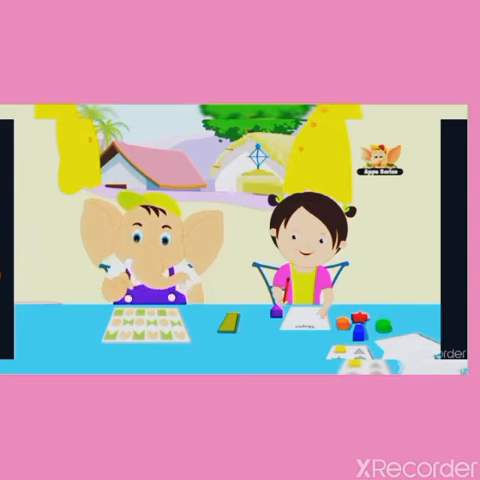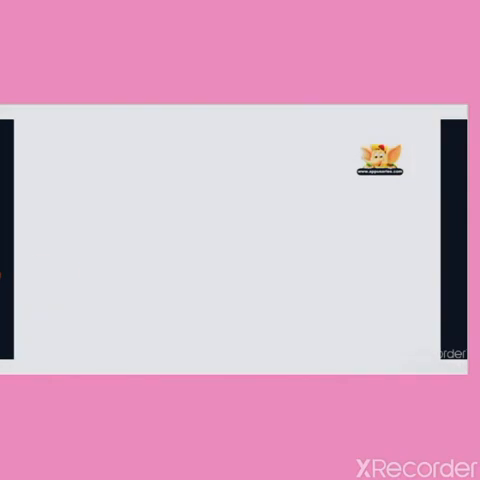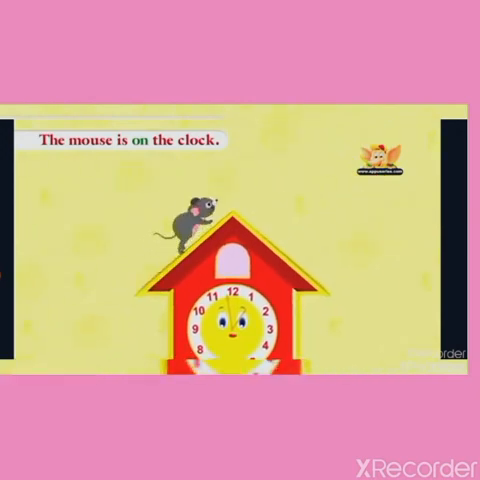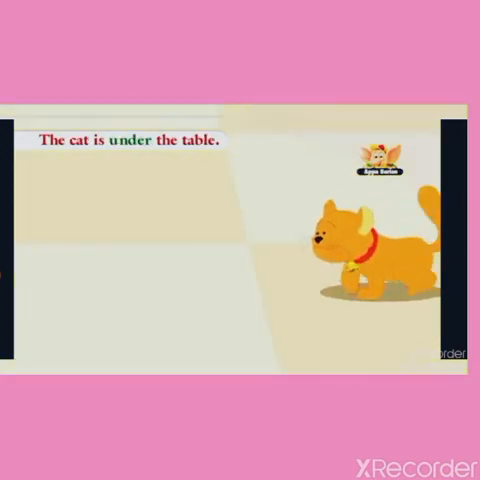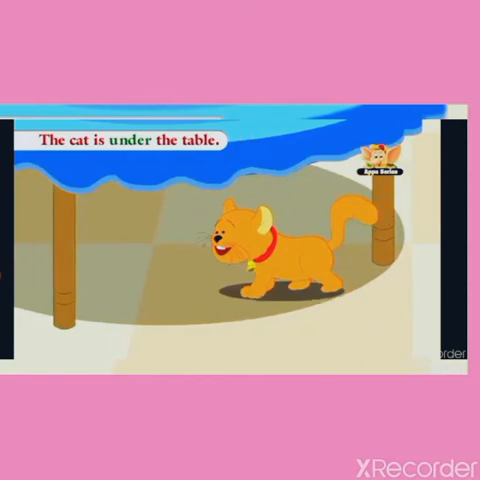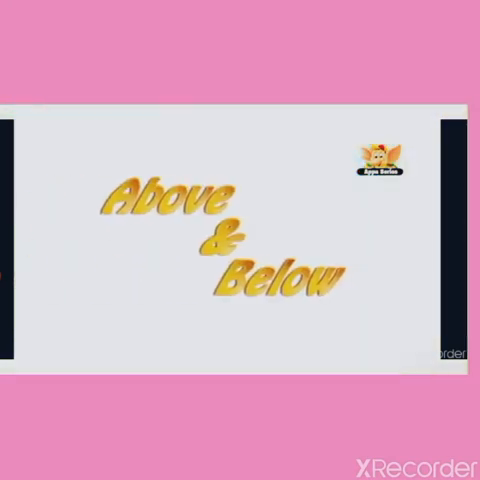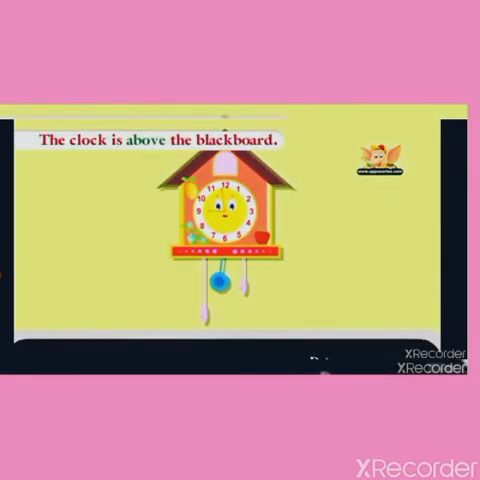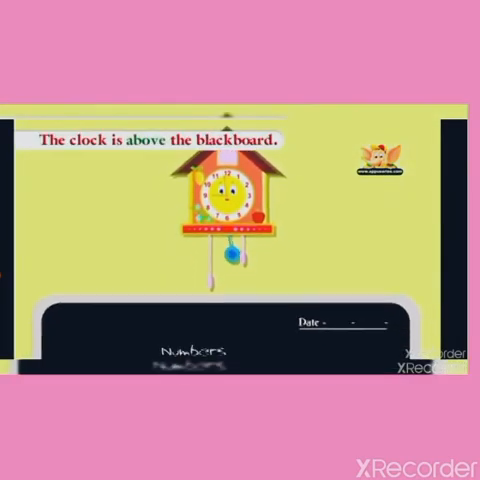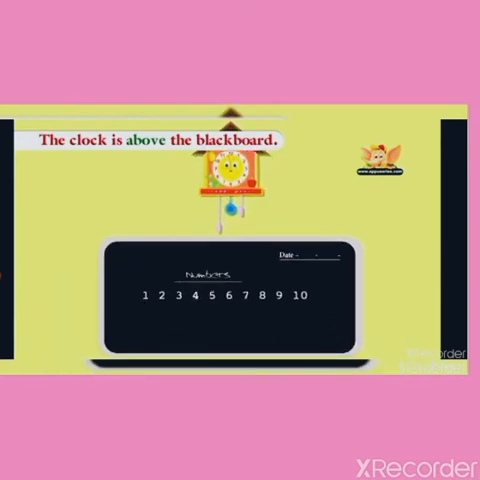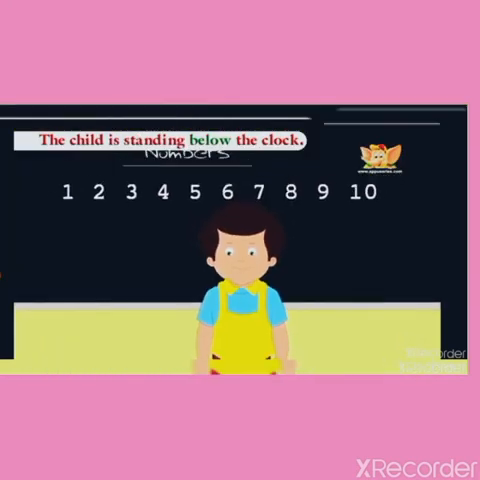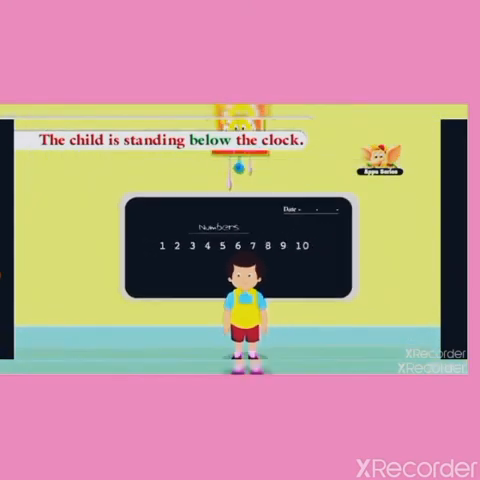Look at some examples to understand what different spaces are called. On and under. The mouse is on the clock. The cat is under the table. Above and below. The clock is above the blackboard. The child is standing below the clock.